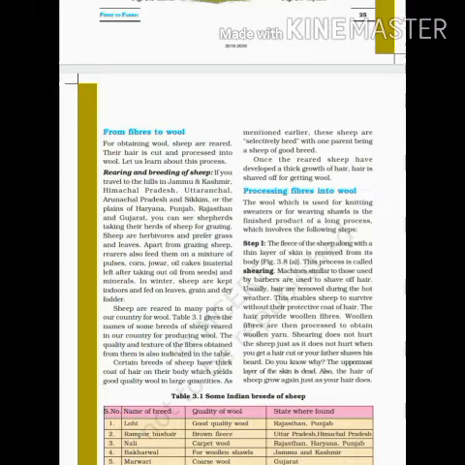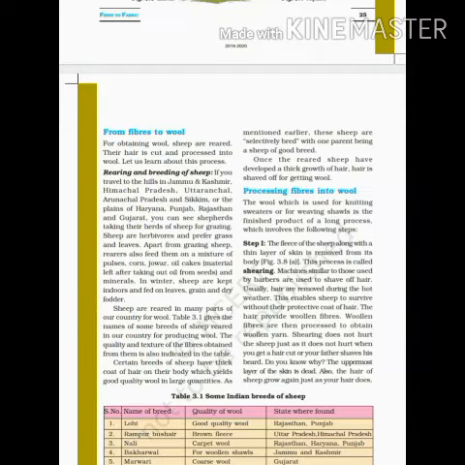Sheep have a lifespan of 10 to 12 years. Sheep are herbivores and prefer grass and leaves. Apart from this, reared sheep are also fed a mixture of pulses, corn, jowar and minerals. And in winters, they are kept indoors and are fed dry fodder, leaves and grains.